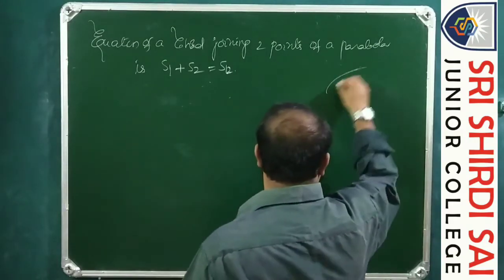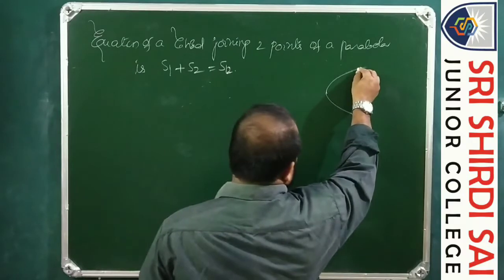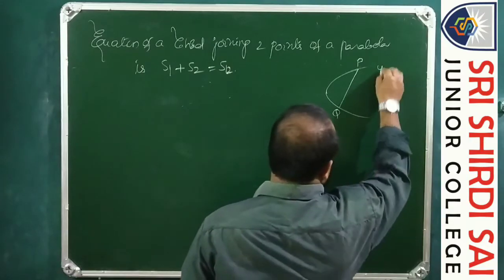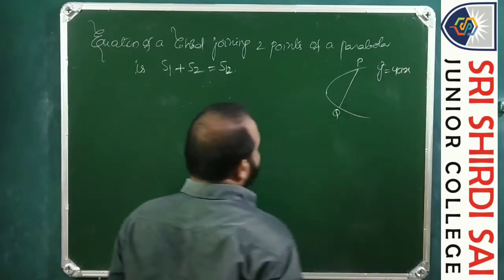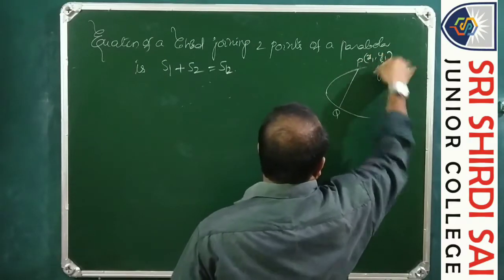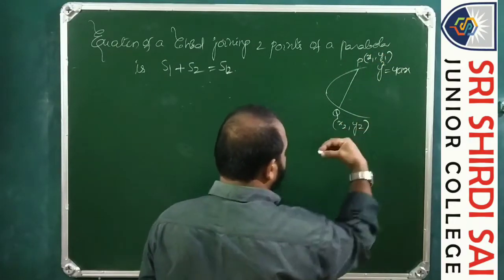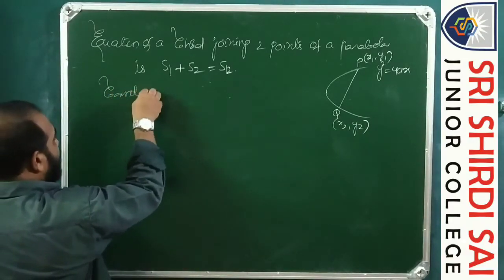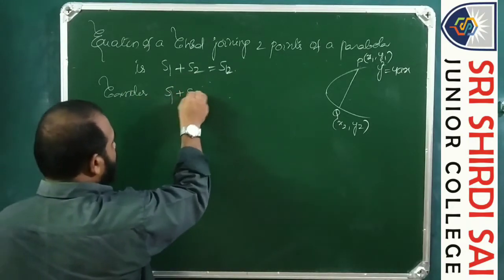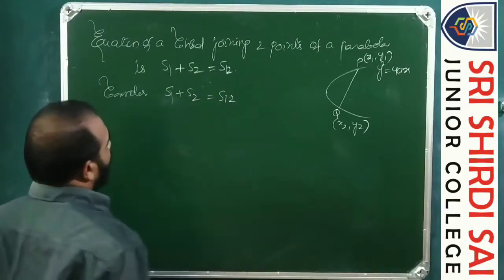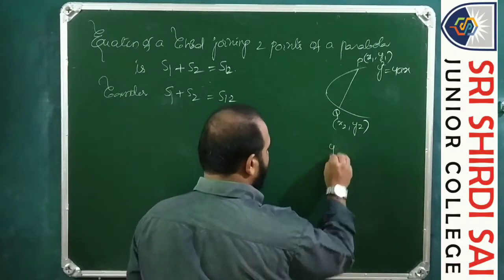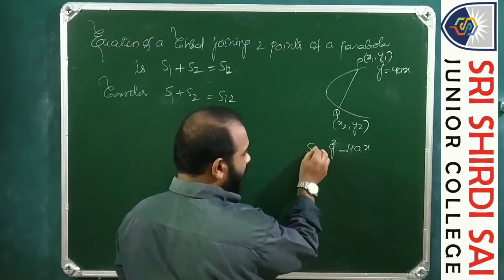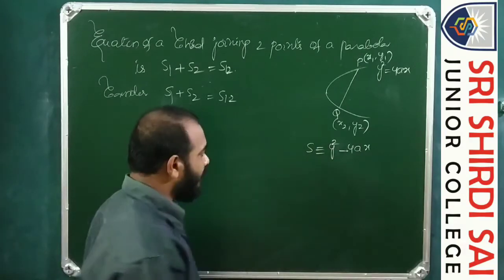So for example, this is a parabola, and let us suppose that P, Q are the 2 points on the parabola, and this parabola be, for example, y square equals 4ax, with P (x1, y1) and Q (x2, y2). So consider S1 plus S2 equals S12. What are the notations of this parabola? y square minus 4ax is our S.